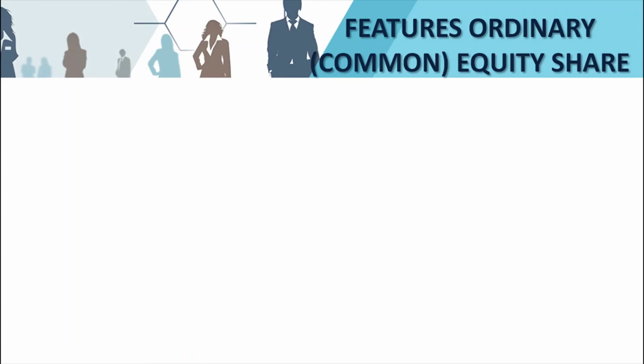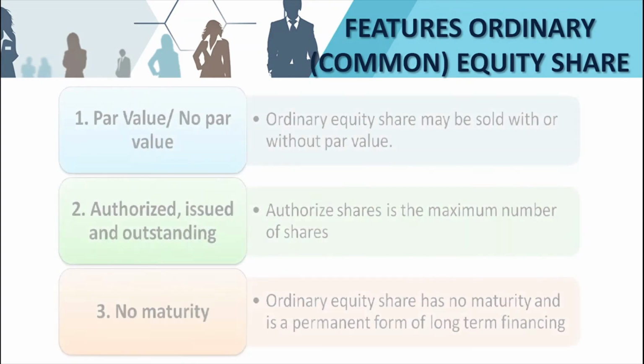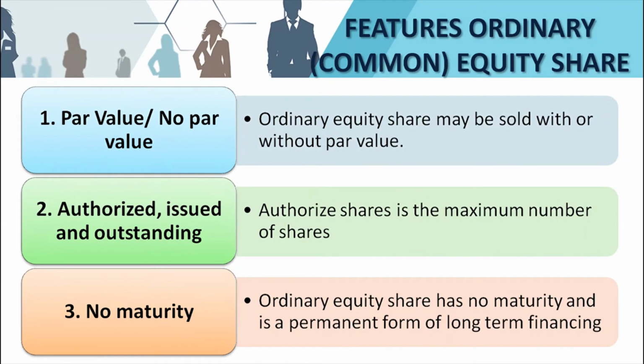So let us proceed with the features of ordinary or common equity share. First is the par value or no par value. Ordinary equity share may be sold with or without par value. Whether or not ordinary equity share has any par value is stated in the corporation's charter. Par value of ordinary equity share is the stated value attached to a single share of issuance. A firm issuing no par share may either assign a stated value or place it on the books at the price at which the equity share is sold.